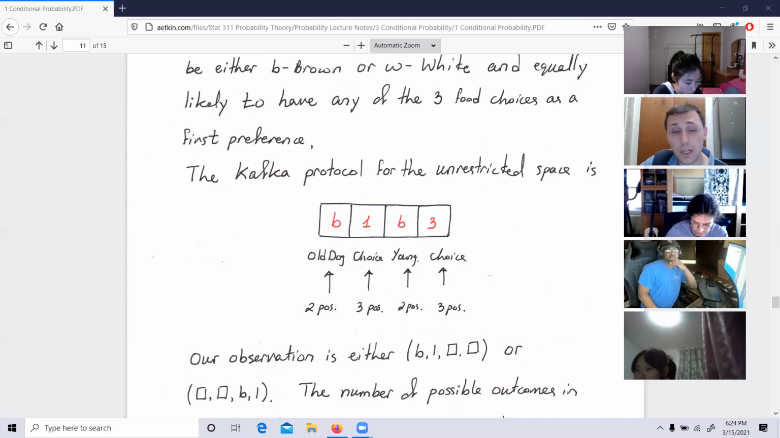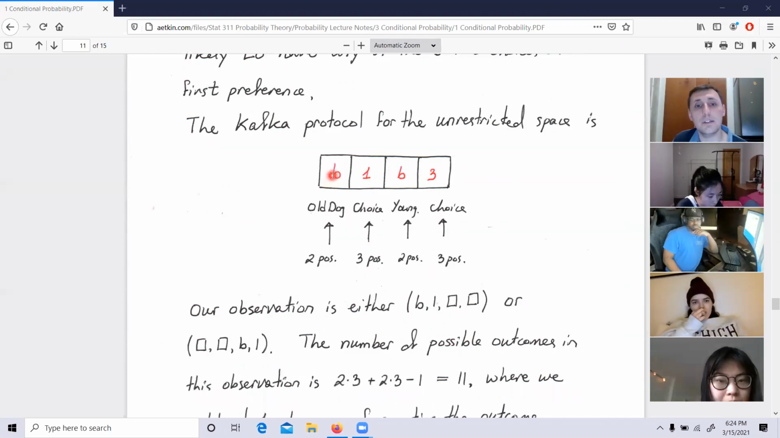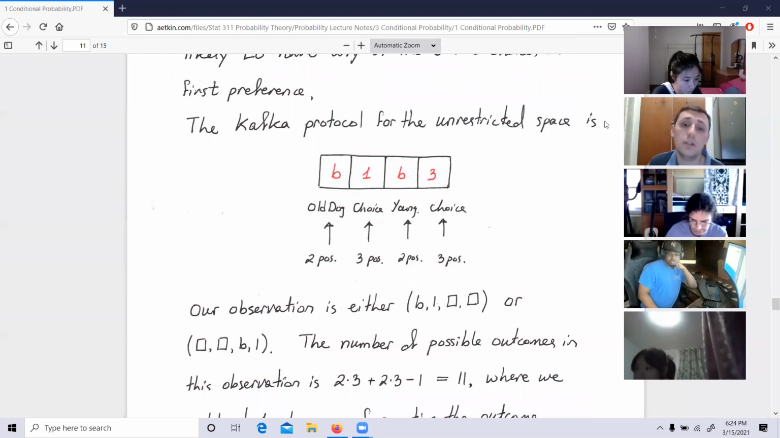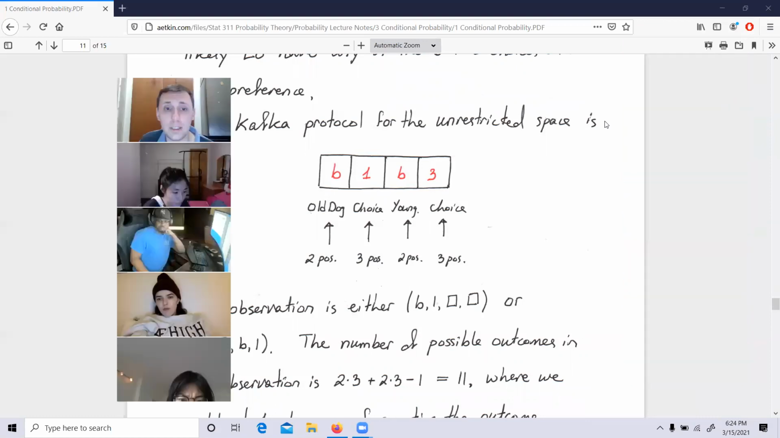What's the color of the young dog and what's the choice of food? Clear? So what I have is, in this situation, for example, B1, B3, that means both dogs are brown. Old dog prefers brand number 1 and young dog prefers brand number 3. Now, what did I observe, guys?